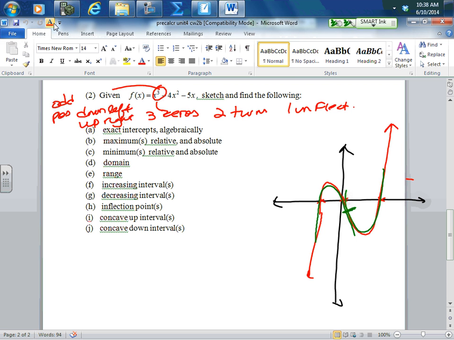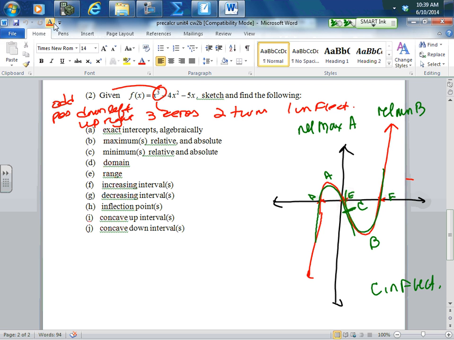Now we're going to label these. A, B. What is A? Relative max. It is relative to this area. What is B? Relative min. Okay, let's label C. C is my inflection point. I just want to put some labels out here. Let's label my zeros. D, E, F. Those are my zeros, or my x-intercepts.